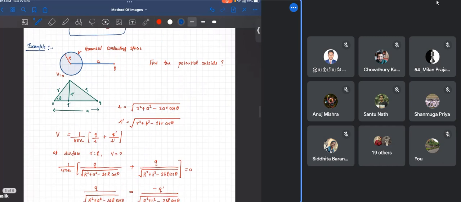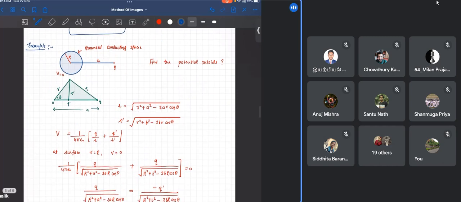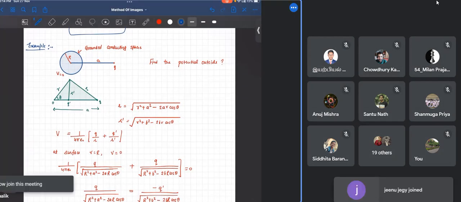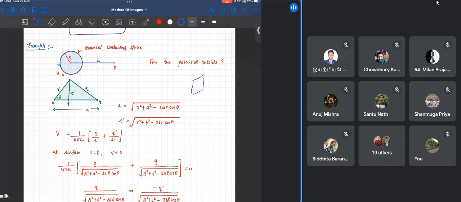Okay. Similarly, there is another question that can also be solved like that. You do not have to have a conducting ground plate. There can be a conducting sphere also. It could be grounded. I have just taken V equals 0 to make it simple.